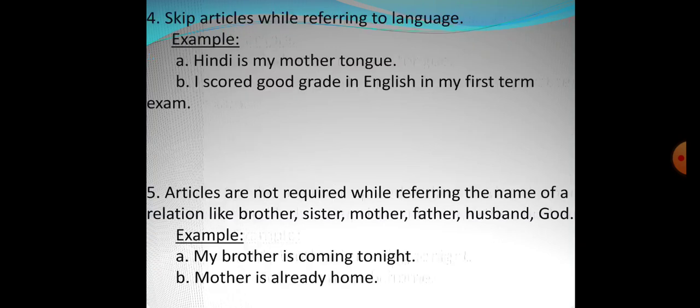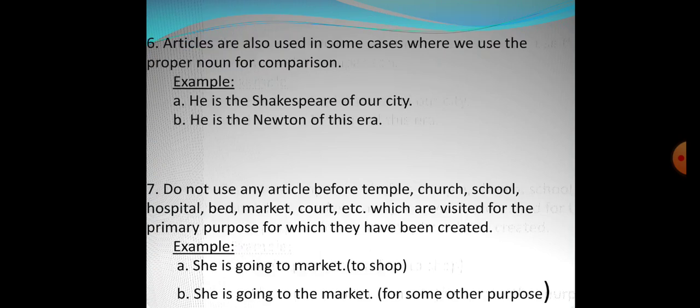We skip articles while referring to languages, like Hindi is my mother tongue. So we never say the Hindi or a Hindi is my mother tongue. Articles are not required while referring to the name of a relation like brother, sister, mother, father, husband, God. We never put the, a or an before them. That means we never put the articles before the relations.